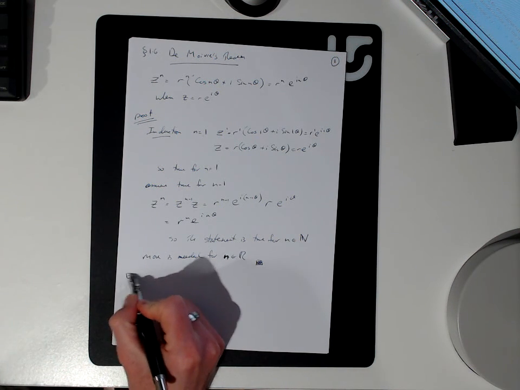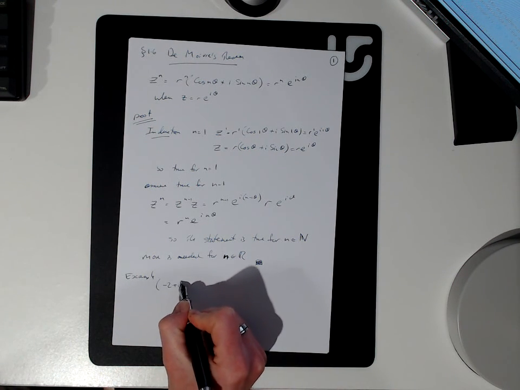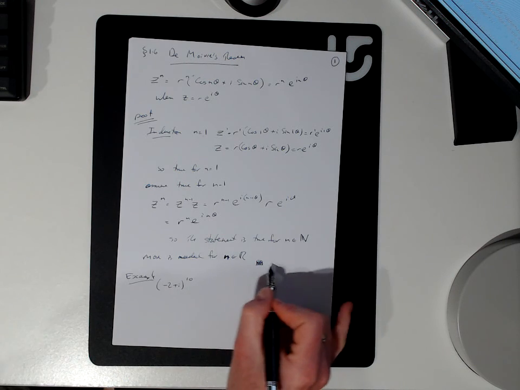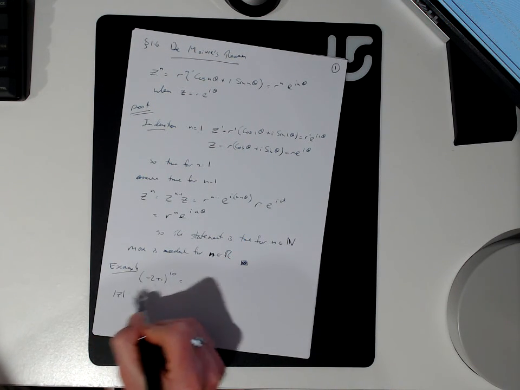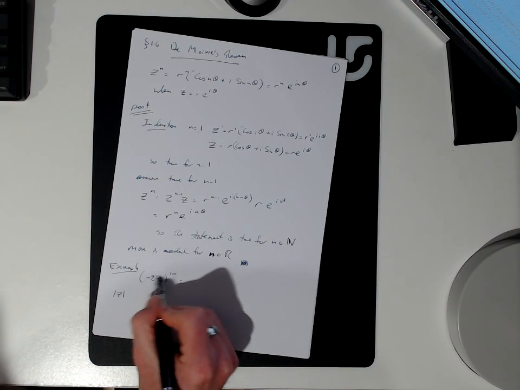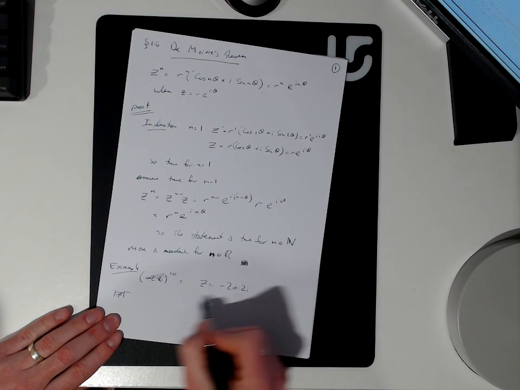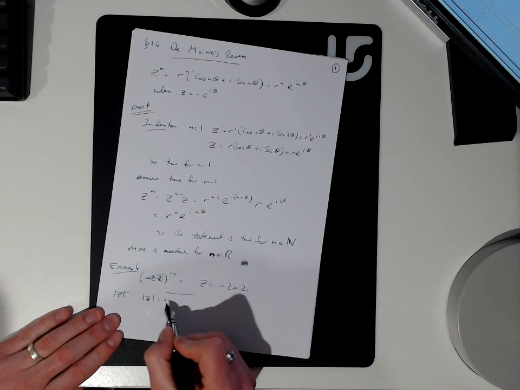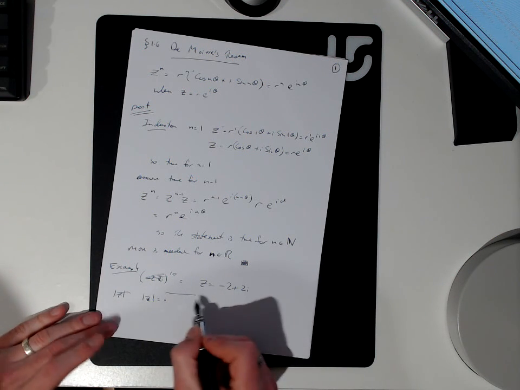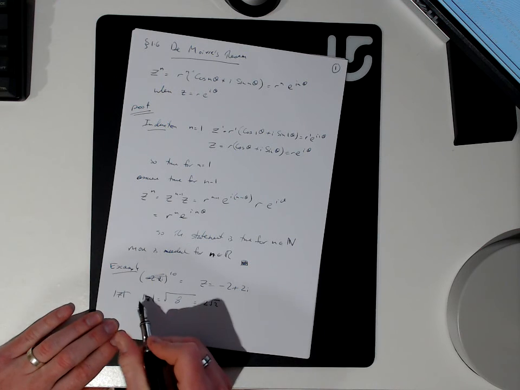Okay, an example: minus 2 plus 2i to the power of 10. So first we convert this to polar coordinates. So the modulus of z equals minus 2 plus 2i. The modulus of z is the square root of 2 squared, which is 4, plus 2 squared, which is 4, so this is 8, and that is 2 times the square root of 2.